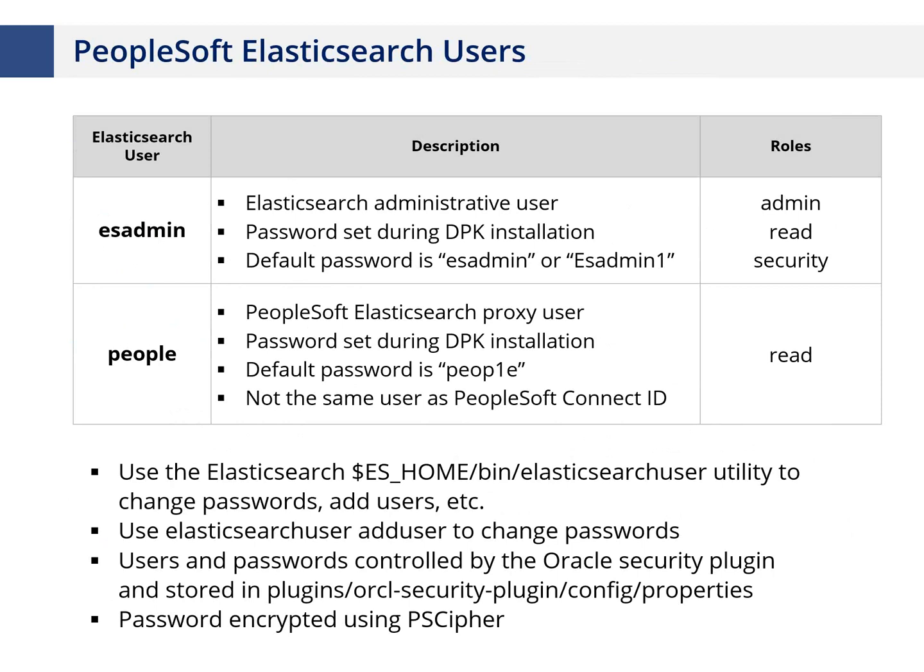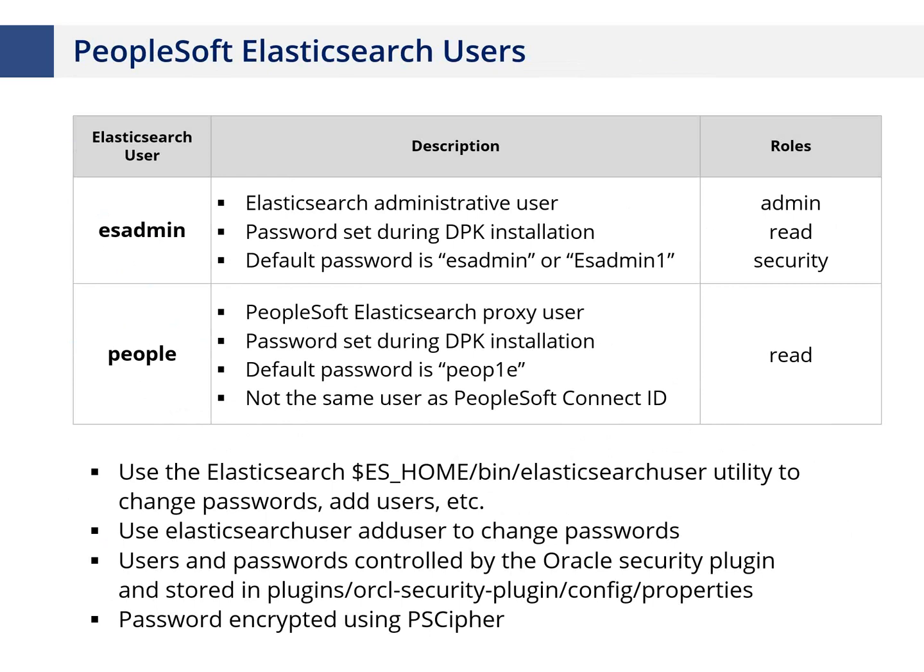There's an interesting point here, that this is actually managed and run by the Oracle security plugin. Because remember, by default, Elasticsearch has no security built into it. So these users are actually managed by the security plugin, not by Elasticsearch. So if you're looking for these users, they're actually in a separate directory that's under the Oracle plugin. And that also provides some other capabilities. The passwords are actually just created using PS Cipher or encrypted in that file. So that's where you look for these users and where they're set up.